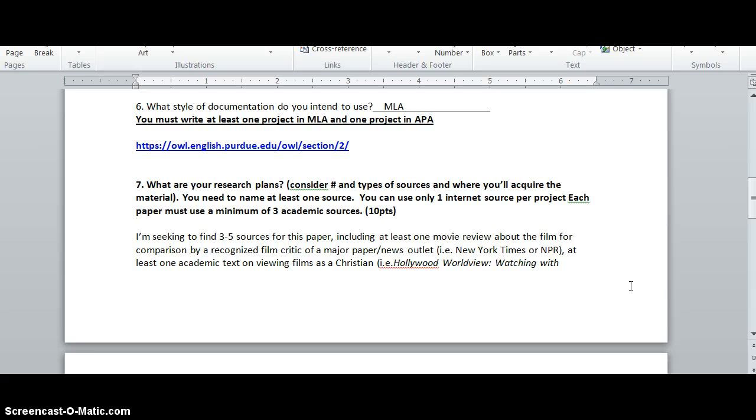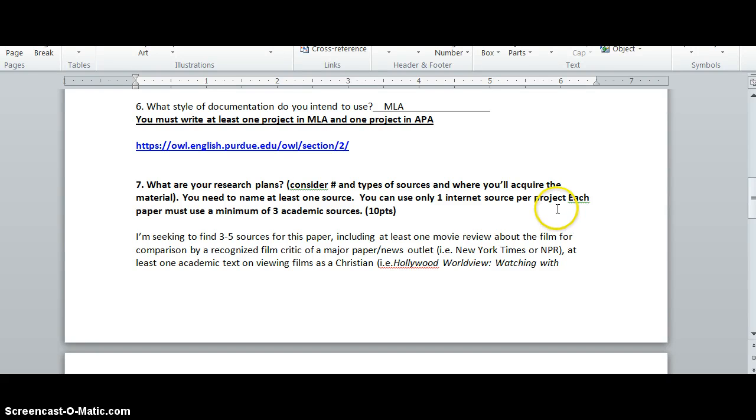And the next question is, what are your research plans? If you don't have any, well then, you better make them, because you need to consider the number of sources, the types of sources, and where you'll acquire the material. You'll need to name at least one source for your contract. You could only use one internet source per project.